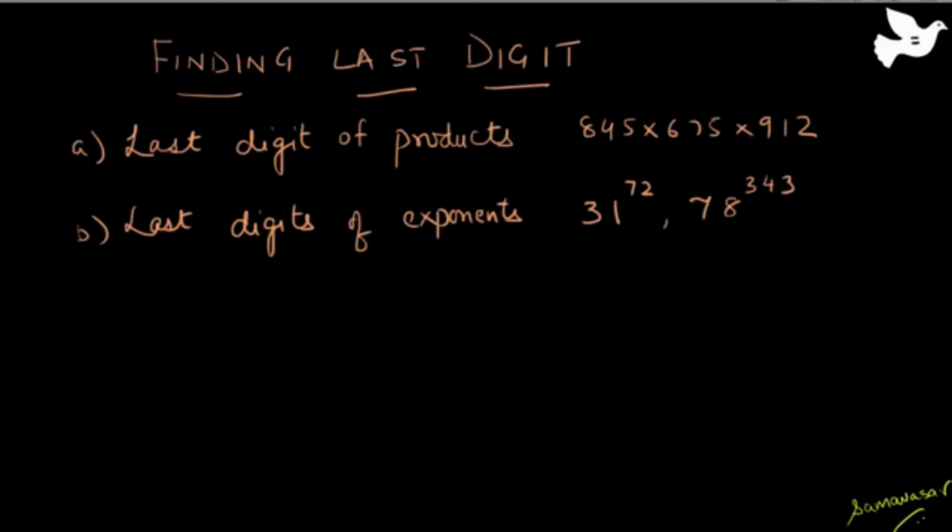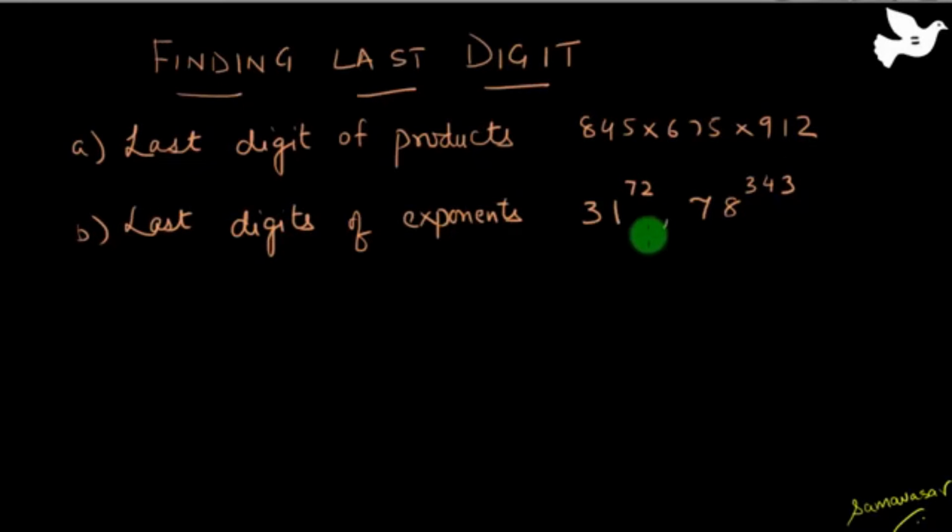Hello everyone. In this series of videos, we'll be learning how to find the last digit and the last two digits of certain products and exponents. So what I mean is, like you can see here, if you're given a product like this, 845 into 760, 675 into 912, what is the last digit of this product?